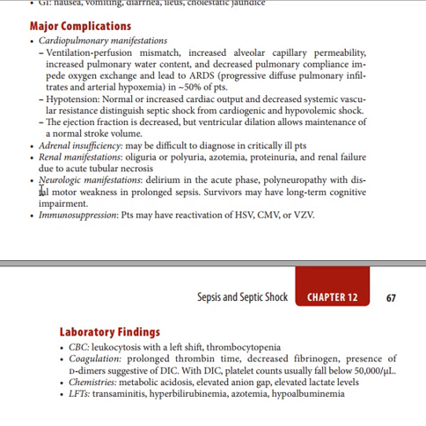You have neurologic manifestation. For neurologic manifestation of this, it may present as delirium, so a patient is going to have delirium in acute phases. You have polyneuropathy with distal motor weakness with sepsis. Are you getting? You have also cognitive impairment. You have immunosuppression. The patient may have reactivation of herpes simplex virus, cytomegalovirus, and varicella zoster virus.